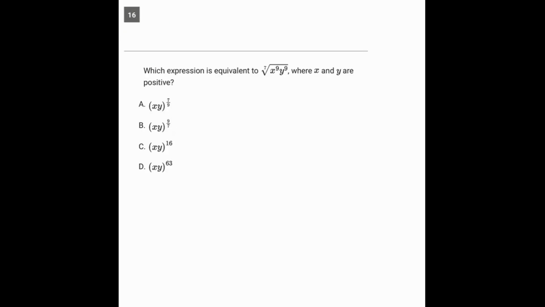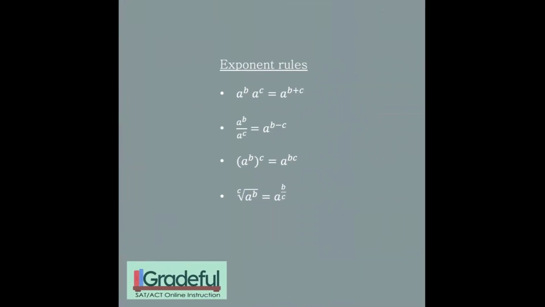Going to question 16 now. Here we have an exponent radical expression. And so to make better sense of that, let's review our exponent rules. If you have a to the b times a to the c, that's a to the b plus c. So when you're multiplying, you're adding. If we have a to the b over a to the c, that's the opposite. If we're dividing, we're subtracting. So we have these two rules as opposites of one another. Multiplying means adding, dividing means subtracting.